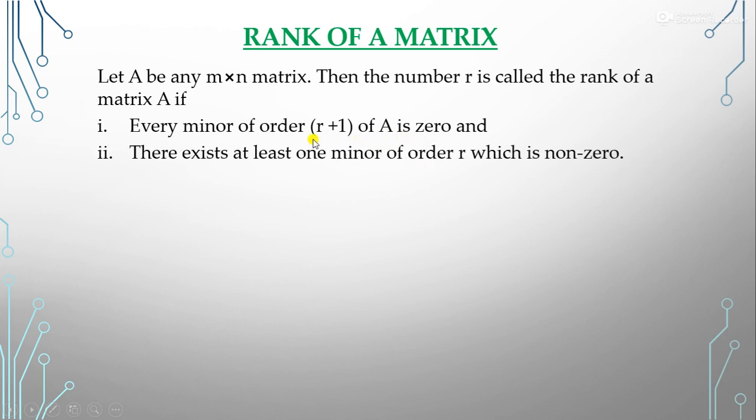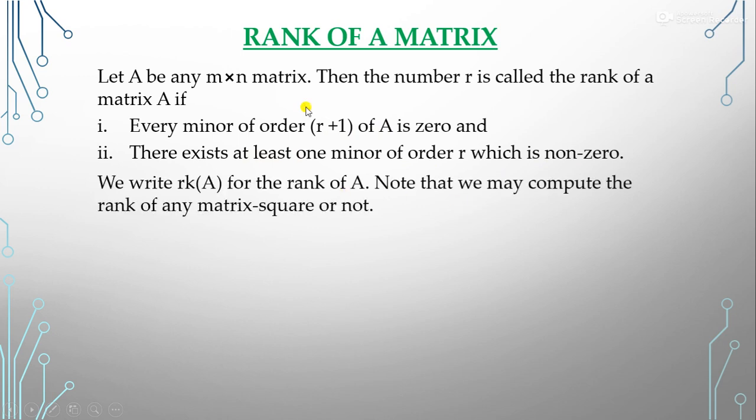And second, there exists at least one minor of order R which is non-zero. In that case we represent the rank of the matrix by Rk or rank of A, and we can compute the rank of any type of matrix, square or rectangular. Now some points about the rank. The rank of a null matrix is always 0.